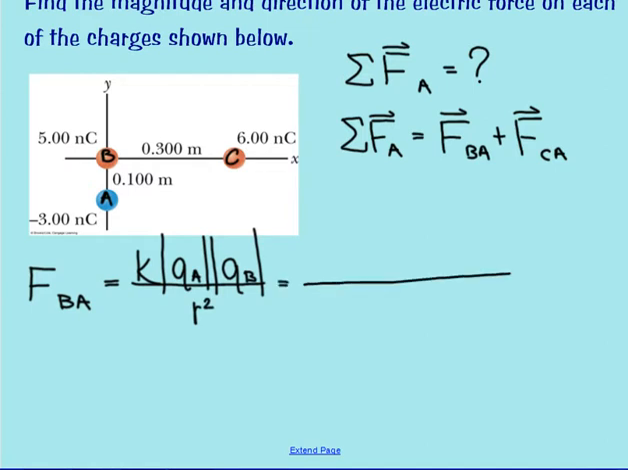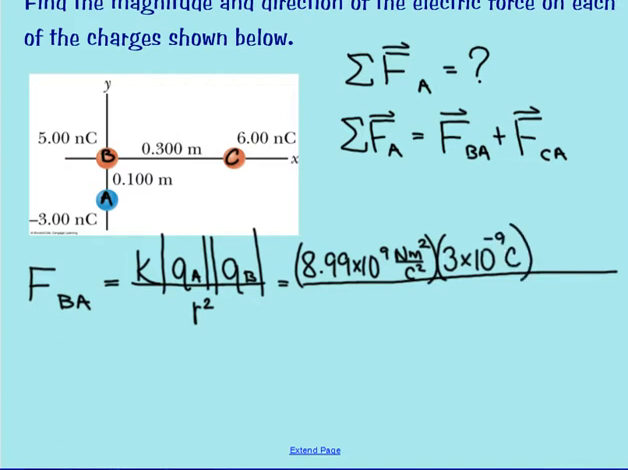Plugging some numbers in, we know K is equal to 8.99 times 10 to the 9th newton meter squared per coulomb squared. QA, the problem tells us, is negative 3 nanocoulombs. Since we have those absolute value signs, I'm going to ignore the negative, and I need to get rid of the nano. Nano is 10 to the negative 9th. So this is 3 times 10 to the negative 9th coulombs. Similarly, I'm going to plug in 5 times 10 to the negative 9th coulombs for B, and the distance between them is 0.1 meter, and of course I have to square that.